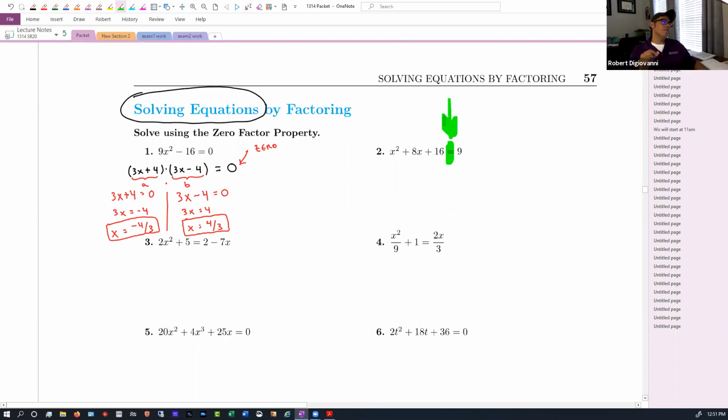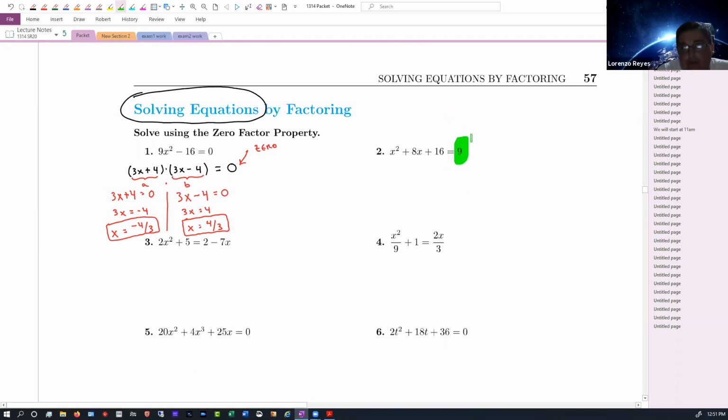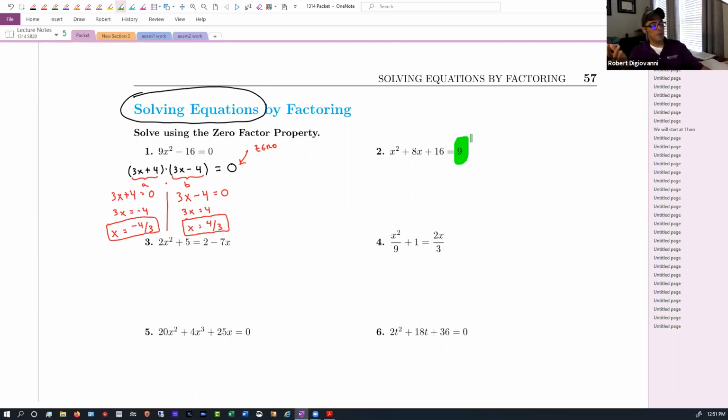And the only way we can do this is if we use the zero factor property, which means we need the equation to be equal to what on the right-hand side? What needs to be over here? 0. And right now we don't have 0, do we? No. In the previous problem we did, but this one we don't. So the first step for me is to take this equation and just subtract 9 on both sides. Okay, so I'm going to have x squared plus 8x, and then 16 take away 9, I get 7 equals 0. Now we have something equal to 0.